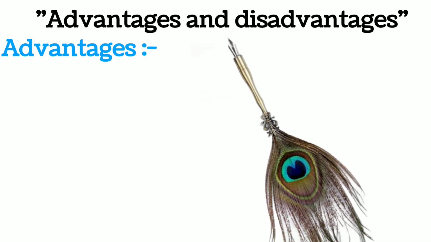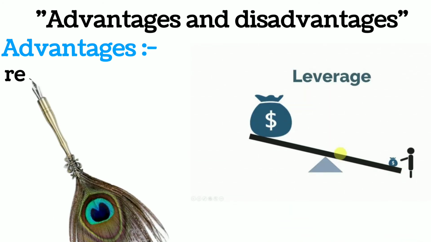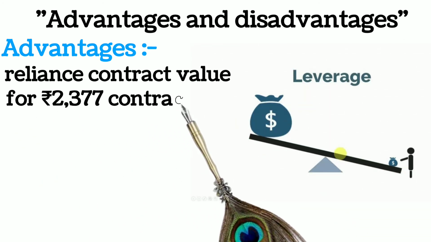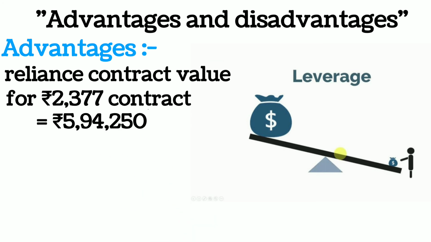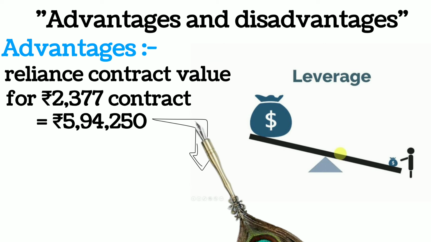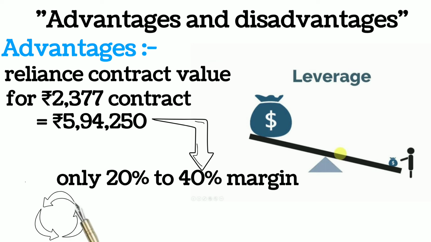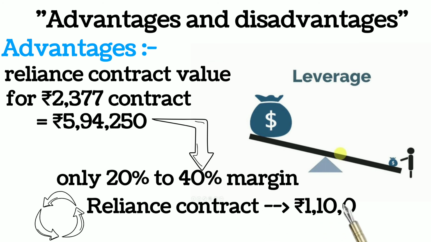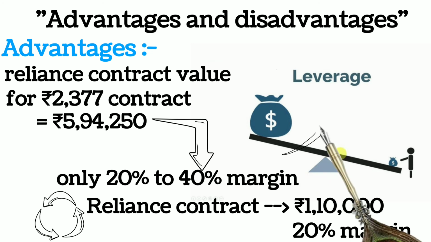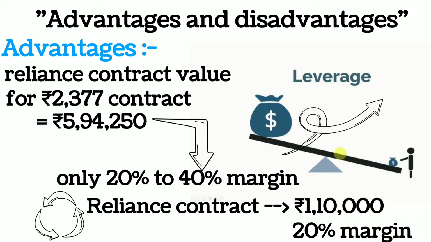Futures trading's best advantage is leverage. As I said earlier, the Reliance contract value at 2377 rupees is 5,94,250 rupees, right? We don't need to pay the full 5,94,250 rupees to buy a contract. Instead, we can pay only a little margin of it, like 20 to 40%. It depends on the broker. It may change daily. Currently, today, to buy a futures contract of Reliance, we just need to pay 1,10,000 rupees, which is only 20% of 5,94,050 rupees. This is the main reason and benefit of buying futures.